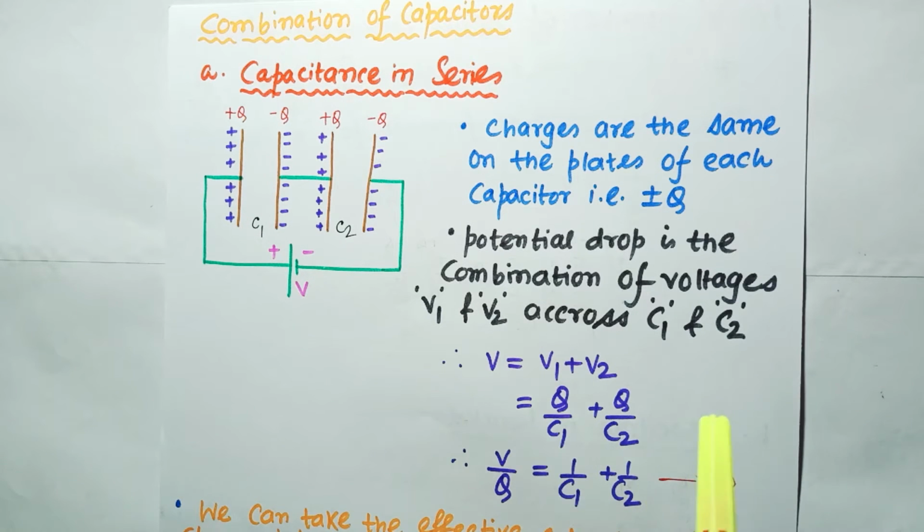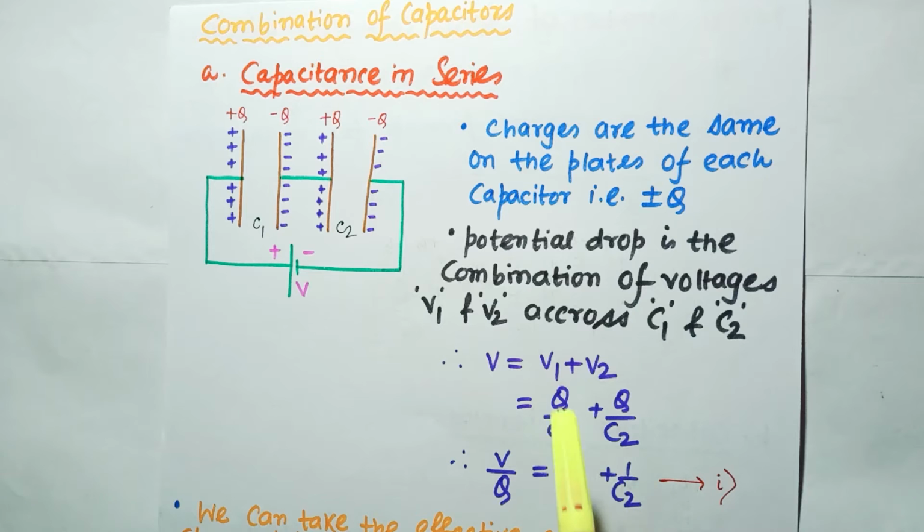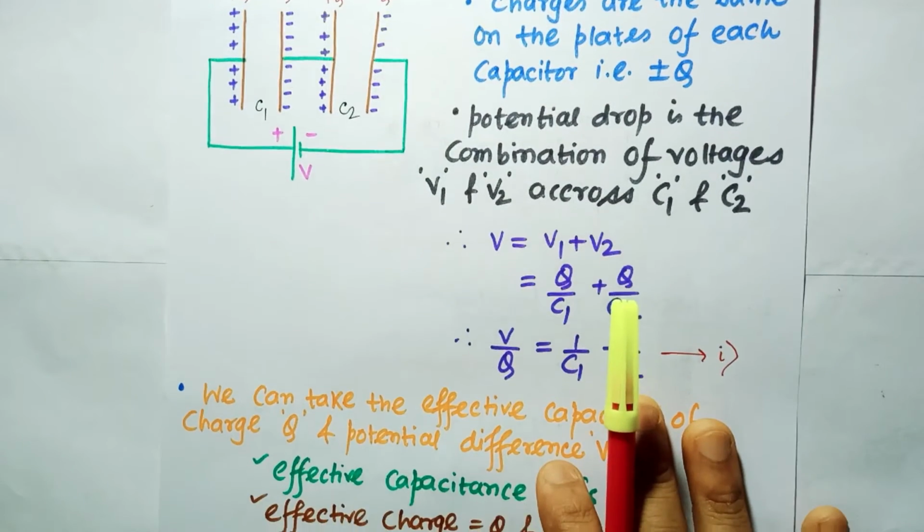So we can write that V1 is equal to Q by C1 and V2 is equal to Q by C2, as both the capacitors C1 and C2 have the charge Q on one plate. The total charge is 0, but on one plate the charge is Q. So we can write that V by Q is equal to 1 by C1 plus 1 by C2. This is our equation number 1.